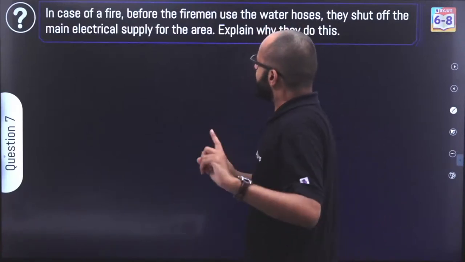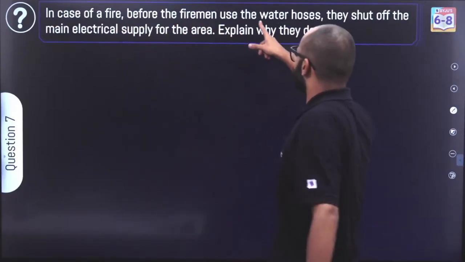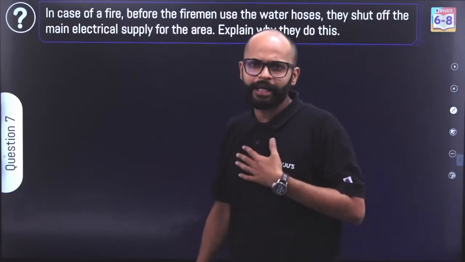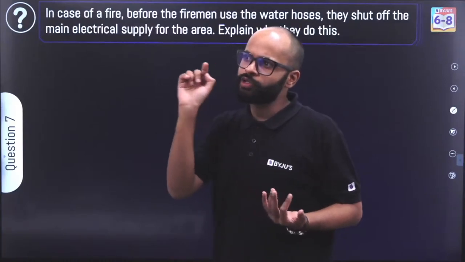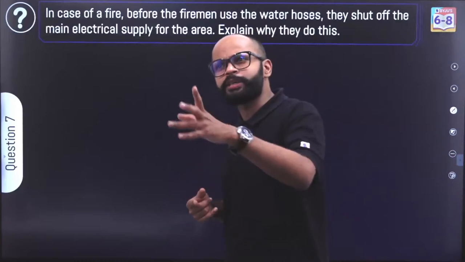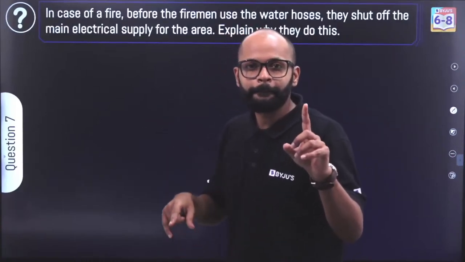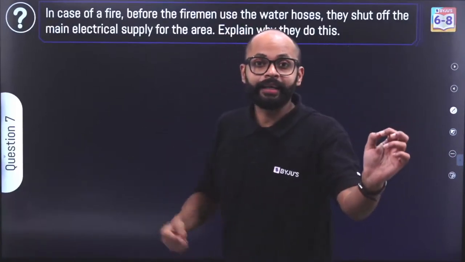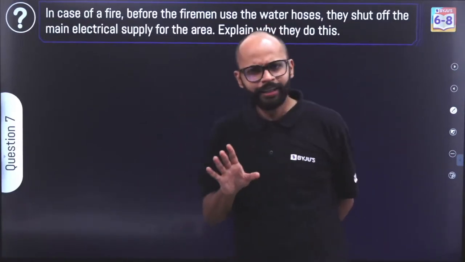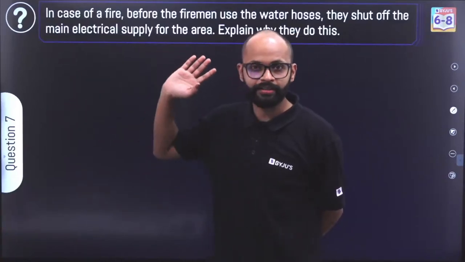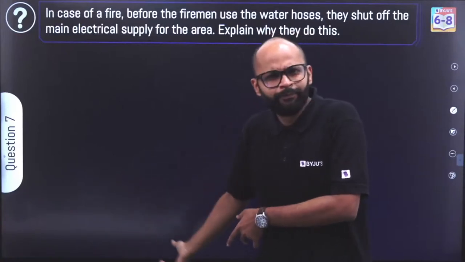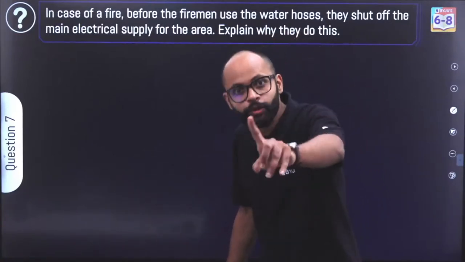Now listen. In case of a fire, before the firemen use the water hoses, they shut off the main electrical supply. We all know, sir, that we should not touch a switch with wet hands and should not pour water on electricity. But water is a bad conductor. The problem is that pure water is a bad conductor. But the water going through the hose is not pure water. Do you think they are using distilled water in the water tankers used for extinguishing fire? No, that's the point. It is normal water, tap water. It has impurities. It is a good conductor.